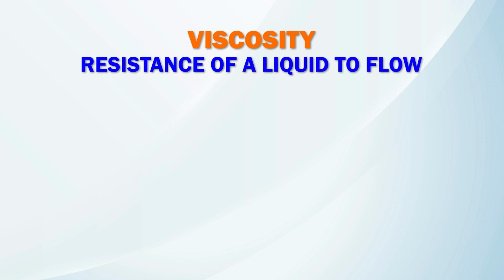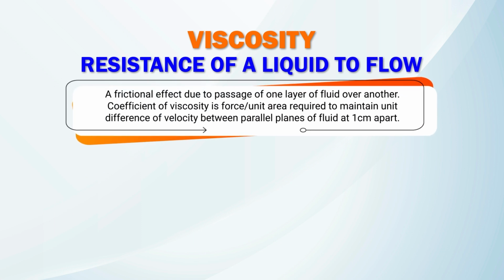Next property that we are supposed to talk about now is viscosity. As I told you, viscosity is resistance of a liquid to flow. That means there is a frictional effect when the material is flowing: there is a top layer and there is a layer below. So the top layer of the fluid, which is above the lower layer, there is a coefficient of viscosity, that is force per unit area, which maintains a unit difference of velocity between parallel planes of fluid 1 centimeter apart.